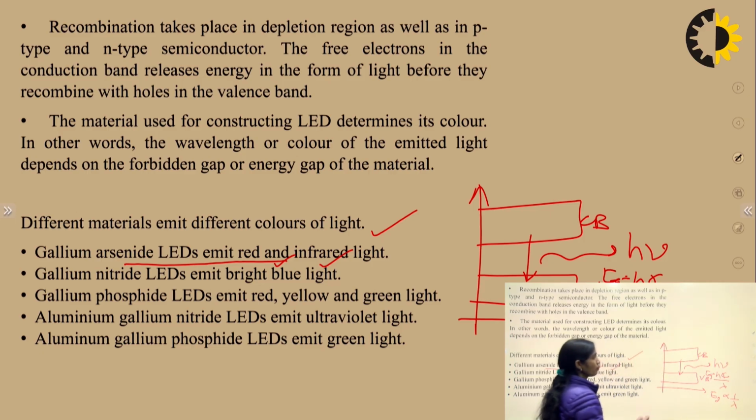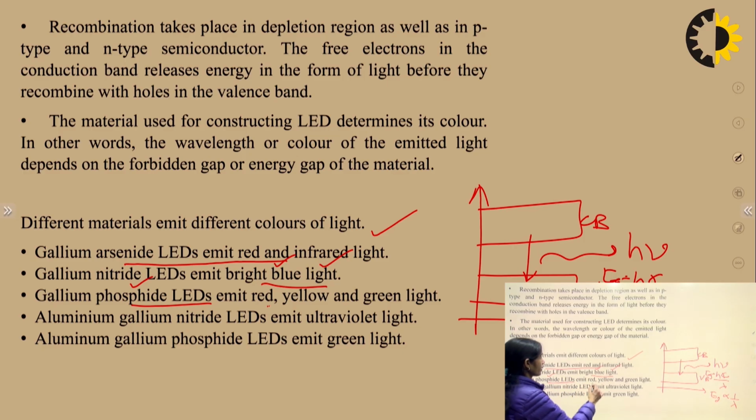As the band gap increases, the wavelength reduces and we get different colors of light, as shown here. Gallium nitride emits blue light, and gallium phosphide emits red, yellow and green light. Aluminium gallium nitride emits ultraviolet, and aluminium gallium phosphide emits green light.